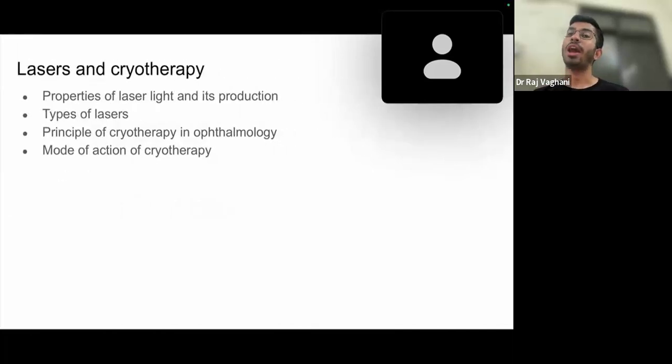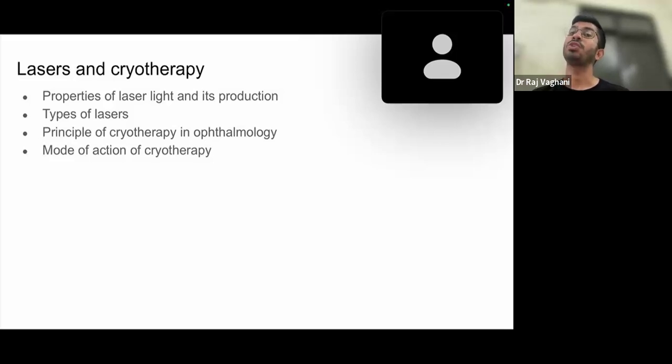Now the lasers and cryotherapy. You must have heard that lasers are now becoming an effective therapy for many kinds of problems. Lasers and cryotherapy are becoming one of the mainstay treatments of many kinds of disorders, so in the case of the eyeball as well. What are the types of lasers and how are these lasers used for treating the diseases of the eyeball? What is the principle of cryotherapy in ophthalmology? How does cryotherapy work and what is the mode of action? How long does it last, and what are the advantages, disadvantages, contraindications, and indications? We'll study all these things in the lasers and cryotherapy part.